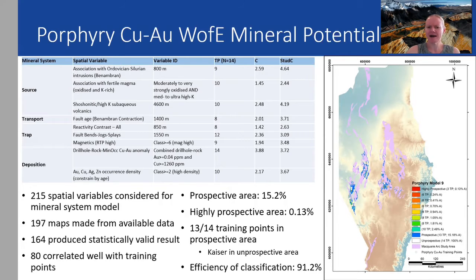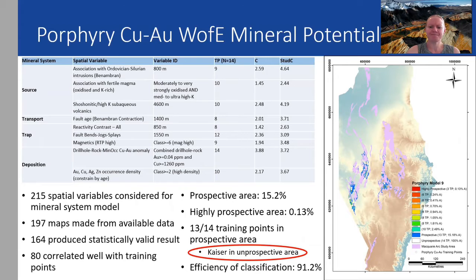So the prospective area came up as about 15% of the Macquarie Arc study area. The highly prospective area, about 0.1%. 13 of the 14 training points were located in the prospective area, with the exception of Kaiser, which came up in an unprospective area. And the efficiency of classification, which is basically how well did it predict a separate set of validation porphyry copper gold occurrences, about 91%.